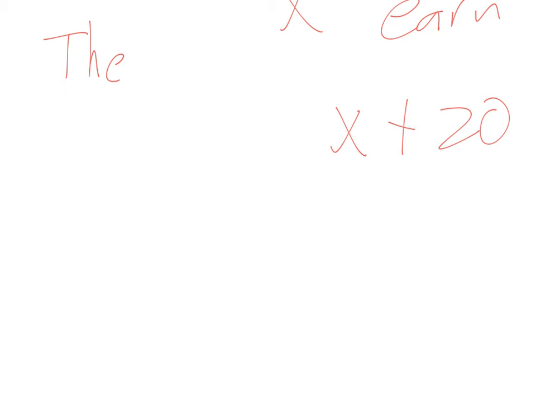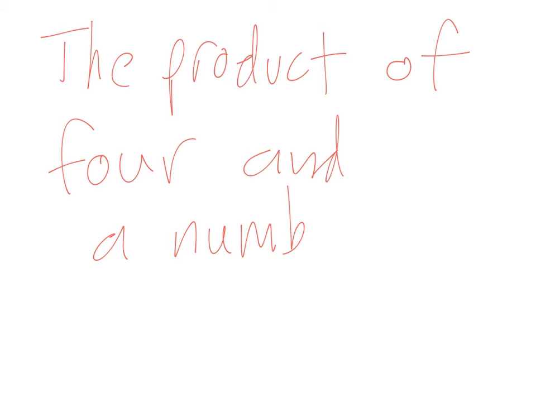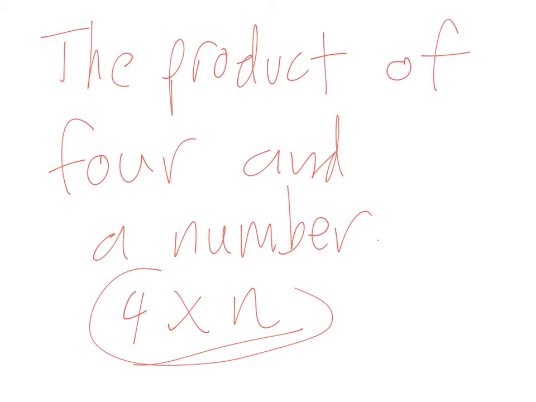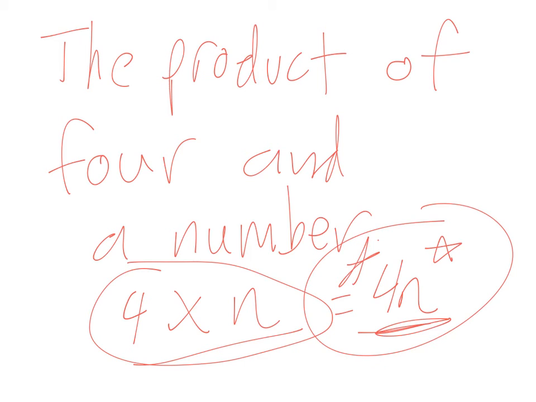All right, 2 more examples I want to show you. Say, for example, you're asked to find the product of 4 and a number. So the product of 4 and a number would be 4, product would mean times, n for number. Or you could insert any variable you wanted there. So 4 times n, or you could also just write that as 4n. This would be the more conventional way to write it algebraically. 4n would be the product of 4 and a number.